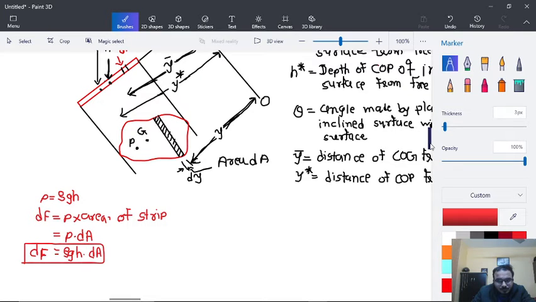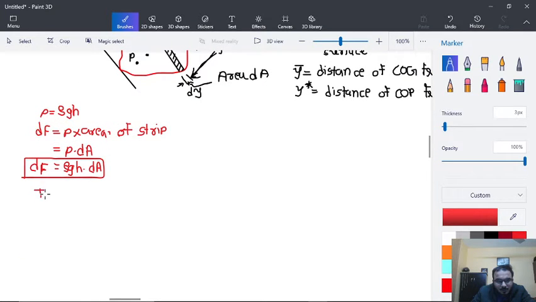And now the total pressure force F should be equal to integration of dF, which is equal to integration of rho G H dA. So this will be the total pressure force.